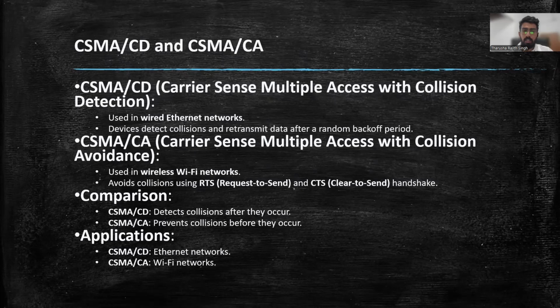Here's how it works. Before transmitting, a device listens to the network to check if the medium is busy or not. If the medium is idle, the device starts transmitting. If two devices transmit simultaneously, a collision occurs. The devices detect the collision and stop transmitting. After a random backoff period, the devices retransmit their data. CSMA-CD is effective in wired networks where collisions can be detected quickly.